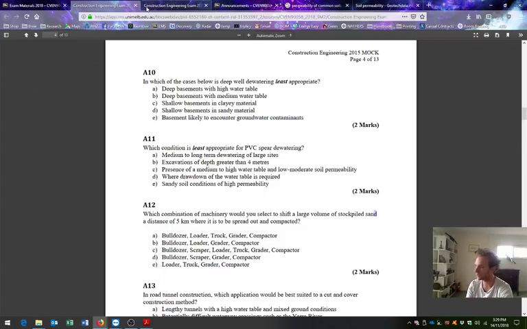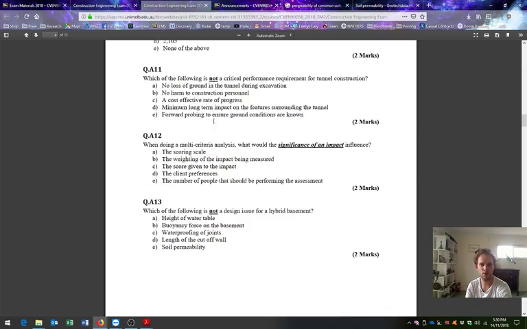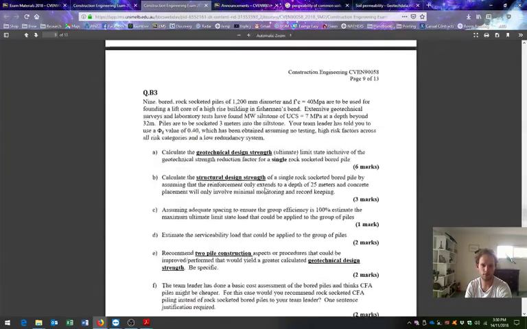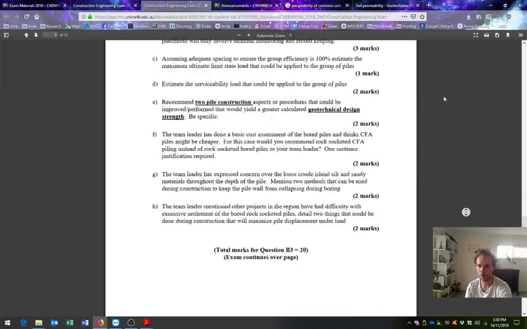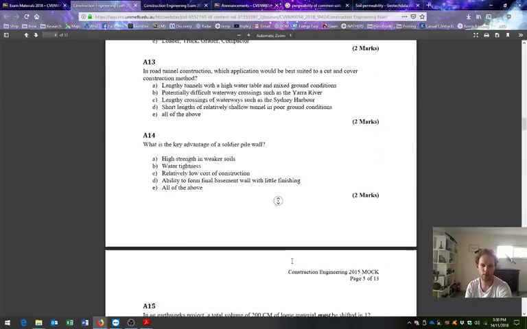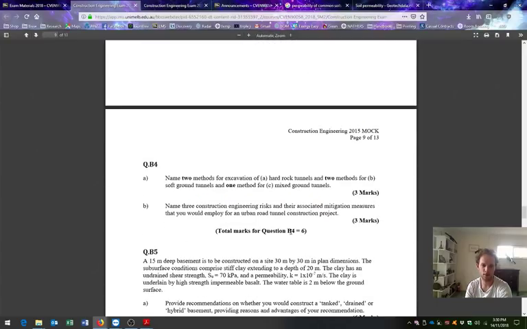So 2016 exam B4, with reinforcement percentage 1, do we still use the partially reinforced equation? Don't know. Let's see. 2016 B4. The client has requested your advice. Is this the one? I don't know if I'm on the right exam. No, sorry, Ziyang. Post that again. I can't quite see which one you mean.